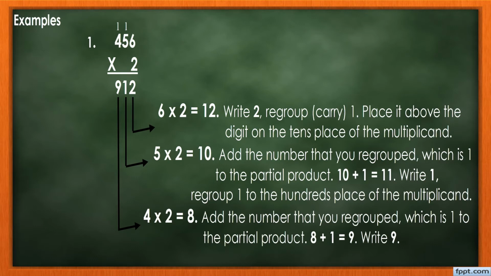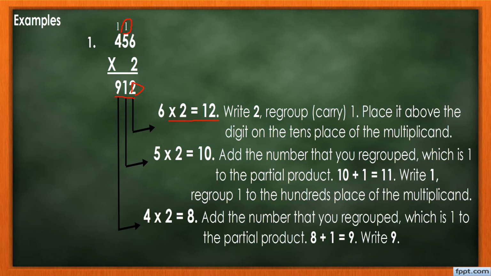Number 1, 456 multiplied by 2 is equal to 912. Now, this is how to multiply. 6 multiplied by 2 is equal to 12. So, write 2 here and then regroup 1. Place it above the digit in the tens place of the multiplicand. After which, we multiply again, and we add the number that we regrouped, which is 1, to the partial product. So 10 plus 1, write 1, regroup 1 to the hundreds place of the multiplicand.